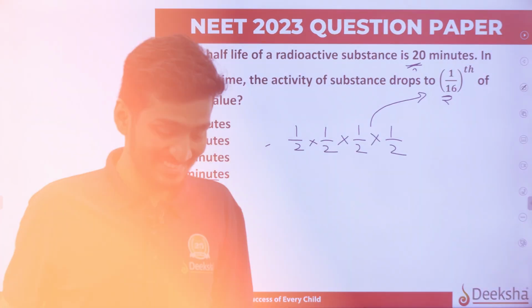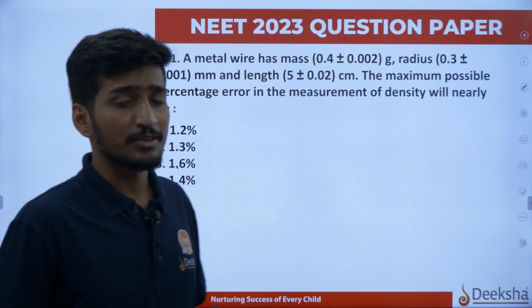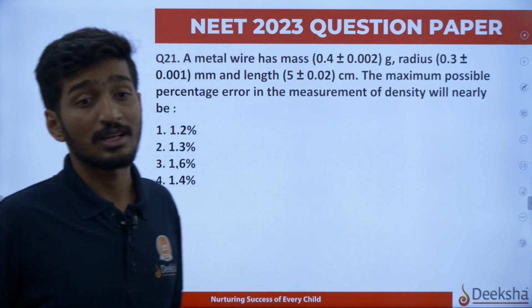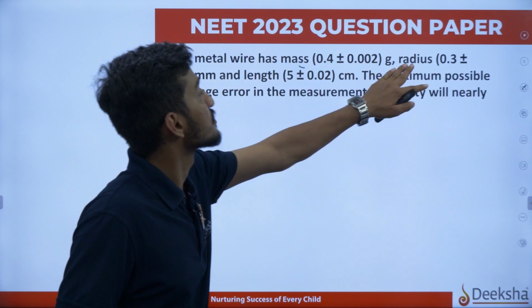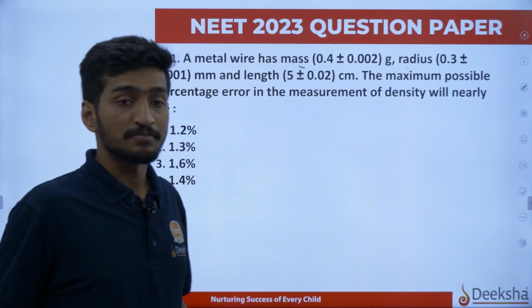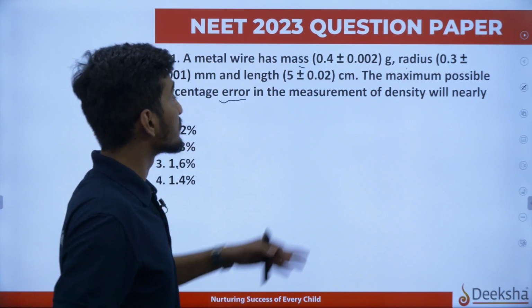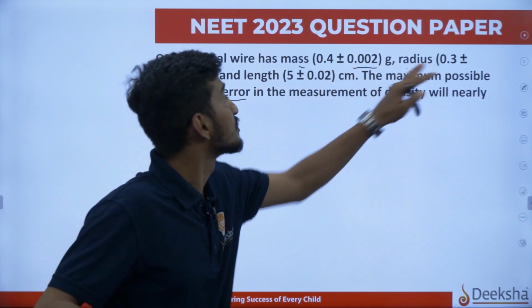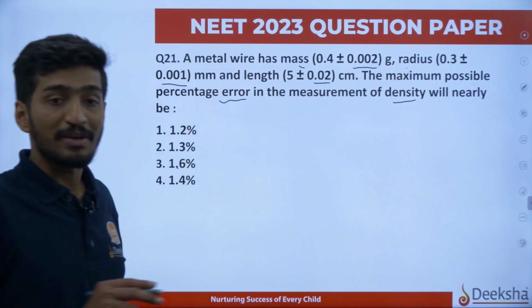Okay, let's move on. Let's look at this question from errors and analysis. Now this part has been deleted from the NEET syllabus these days, but the question was asked last year because it was in the syllabus last year, so let's look at the question. A metal wire has some mass, some radius and some length. They're asking you, what's the maximum error you can have in the measurement of its density, given that these are the errors in mass, length and radius respectively.